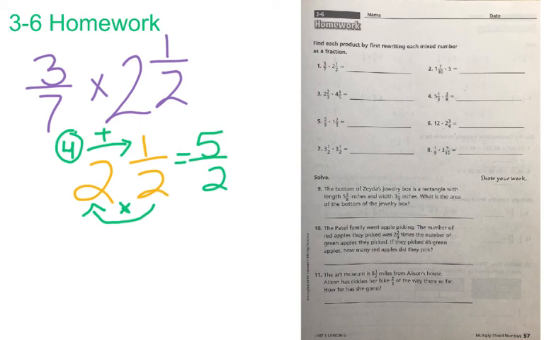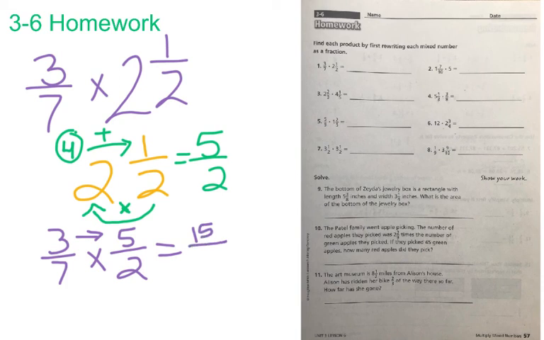And now what you have is 3/7 times 5/2, and you can multiply straight across. 3 times 5 is equal to 15, and 7 times 2 is equal to 14. This leaves you with an improper fraction, 15/14. Improper fraction means the numerator is larger than the denominator. So 14 goes into 15 one time with 1 left, and you write that over your original denominator, which was 14. So you end up with 1 1/14.